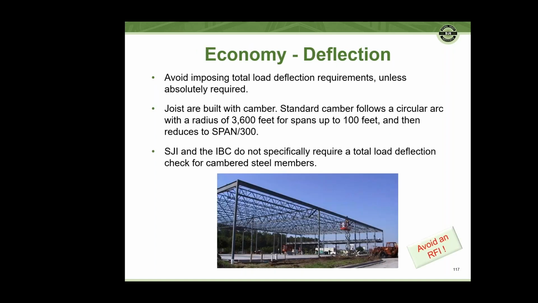With regard to deflection, avoid imposing total load deflection requirements unless they're absolutely required. Joists are built with standard camber, and the standard camber up to a span of 100 feet follows a radius of 3,600 feet, and then beyond 100 feet, the camber is a little less than what that radius would produce, and it follows an arc of span over 300.